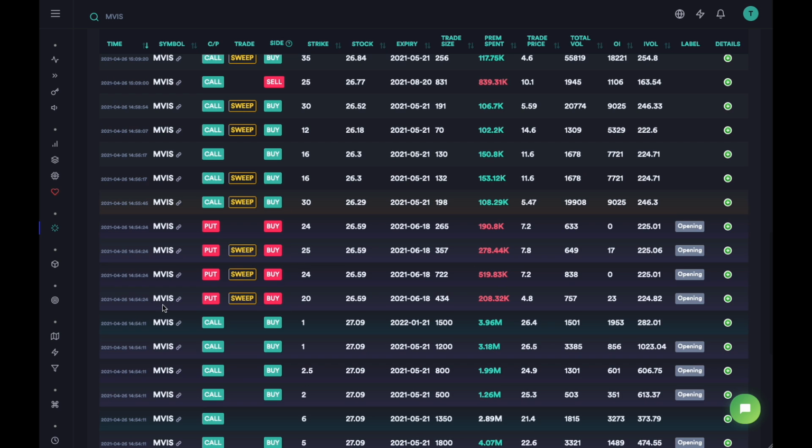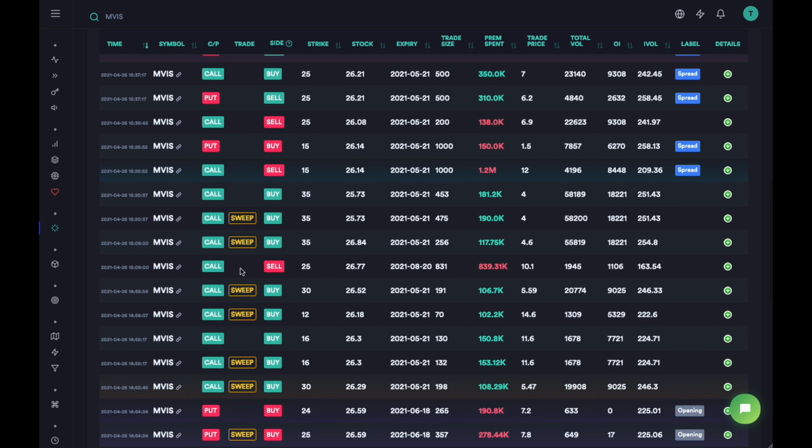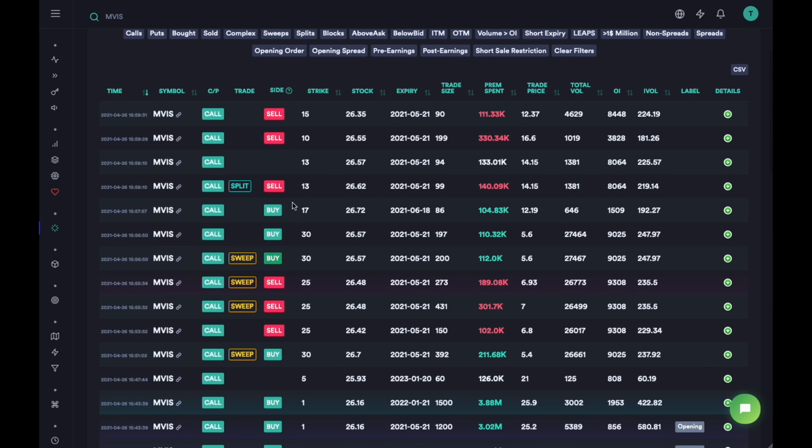Then we have some puts at the end of the day, and those puts are for 24, 25, 24, 20, and pretty large premiums were spent. And at that time, we were already at 26. So we went from 21 to 22 to 26 based on all the calls that we saw in the first 20 minutes. And then at the day end, again, there are still so many call buys.